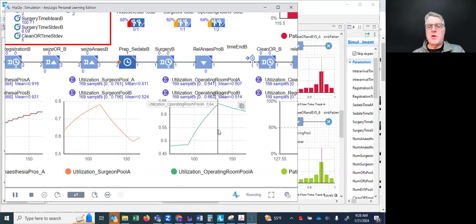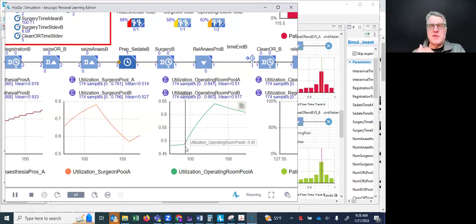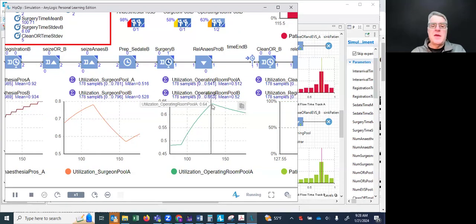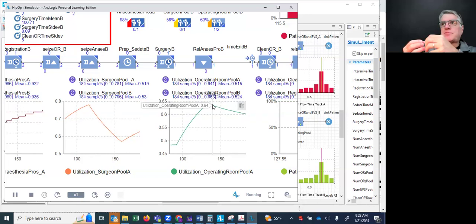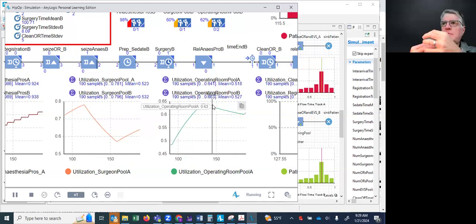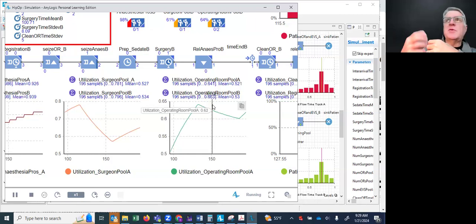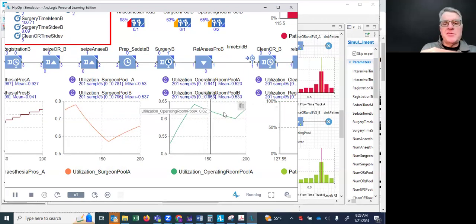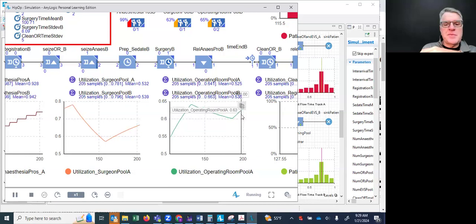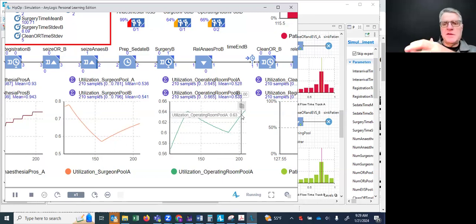Let's see what happened to the first OR suite. Now there's two rooms here. Initially, the room wasn't being used during the registration and sedation, and then the surgery started. Then the OR was being used for the surgery, it freed up, and the other OR started to be used for sedation. And that's why you have a drop here during the sedation, and then the second surgery starts. Okay. So the OR is not being used during the sedation. They're being sedated outside of the OR.